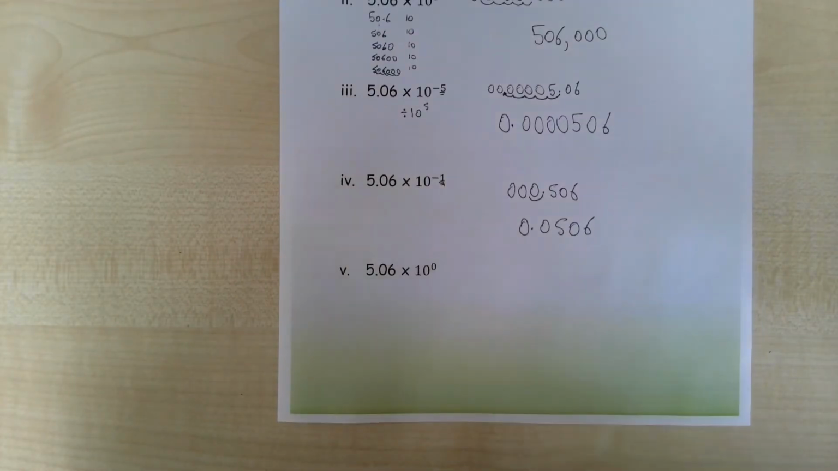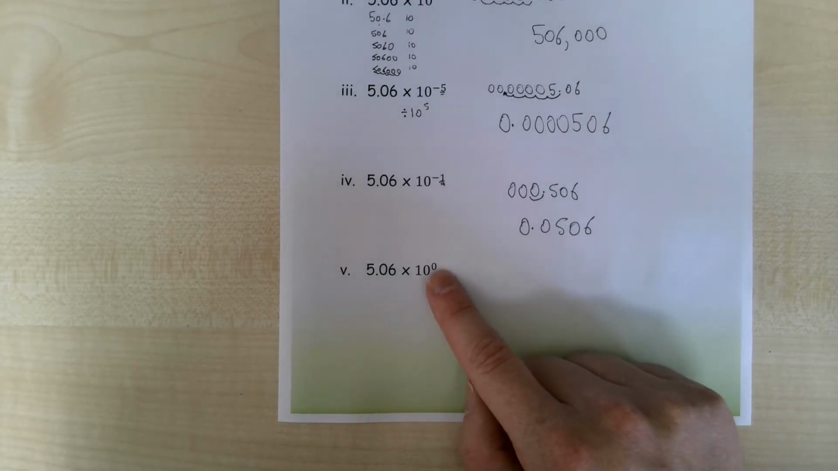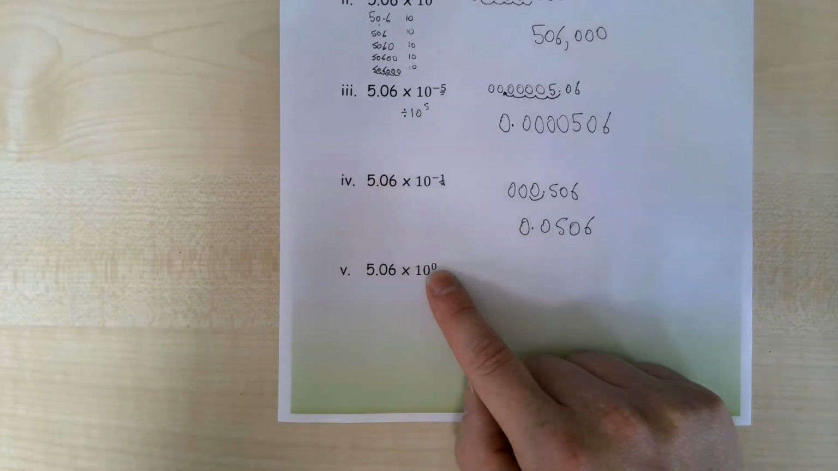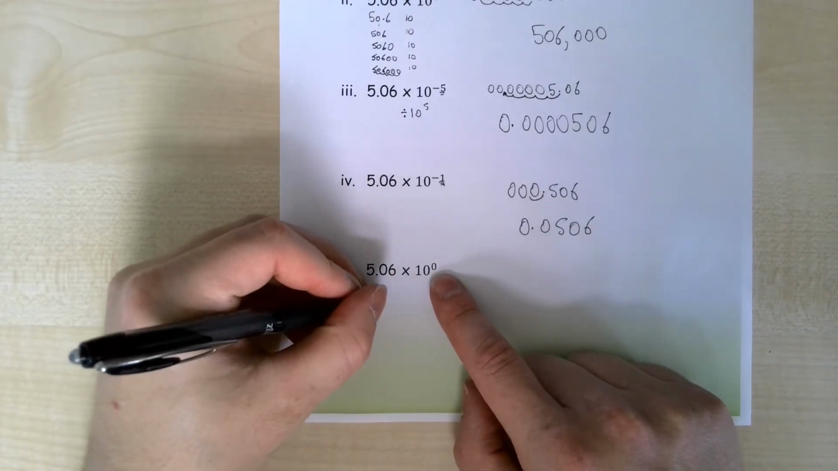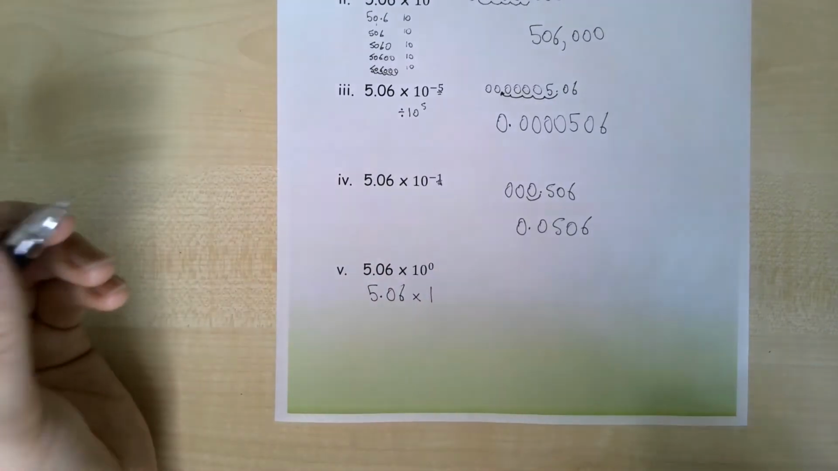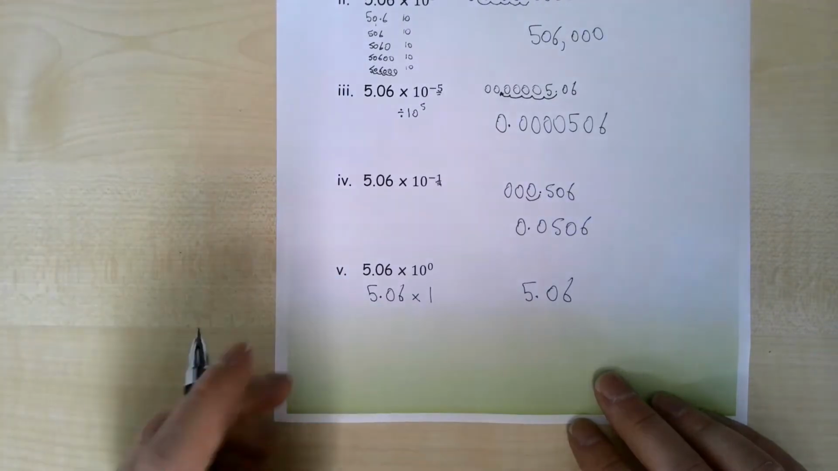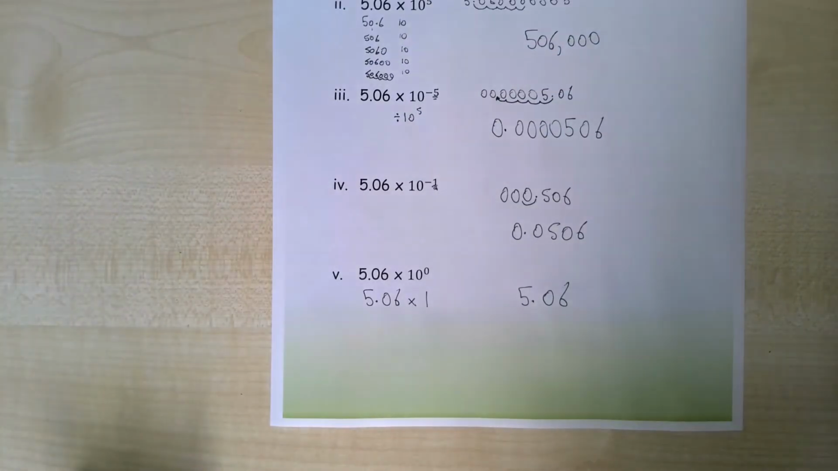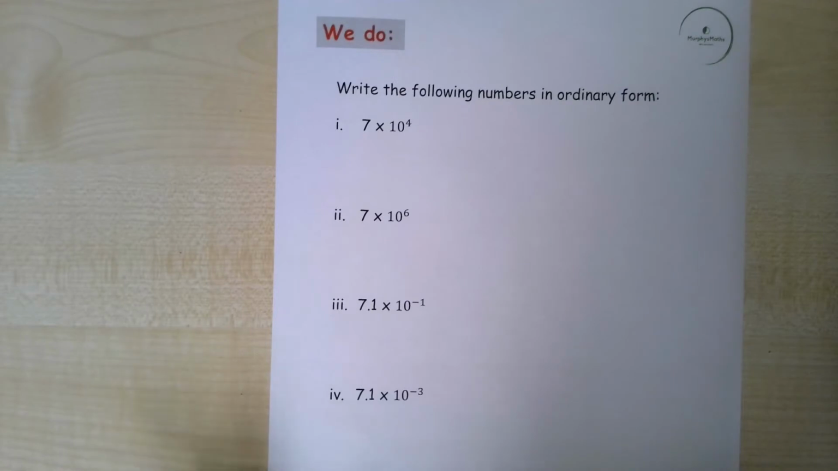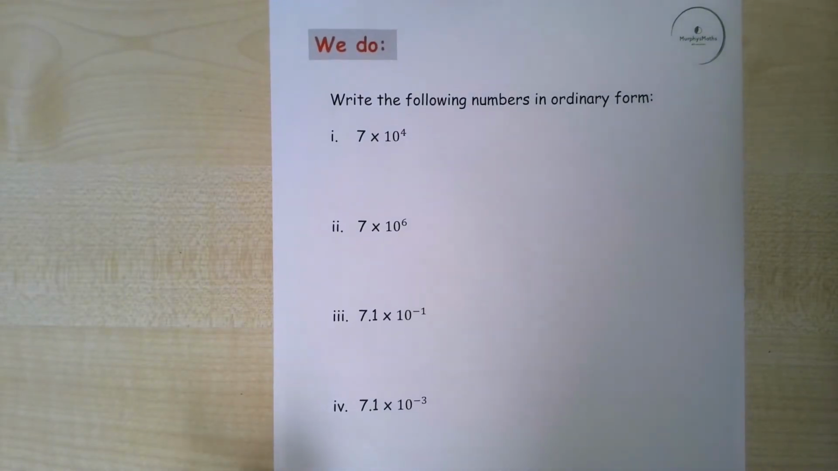Lastly, a little bit of a trick question, but you should know from your index laws, any number to the power of 0 is 1. So actually all we're doing here is 5.06 multiplied by 1, which is obviously 5.06. So watch out for that question. It's just a nice one to chuck in to check that you do recognize and you do recall your index laws.